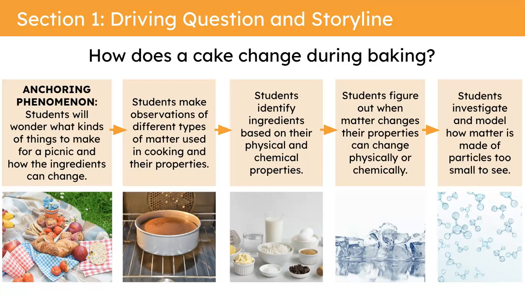Students will make observations of different types of matter used for cooking and their physical and chemical properties. Students will then investigate how the properties of matter change and how those changes can be physical or chemical. Then, students explore how matter is made up of particles too small to be seen and that they move in different ways depending on the state of matter. Students connect these concepts back to the anchoring phenomenon through ingredients and the process of baking a cake.